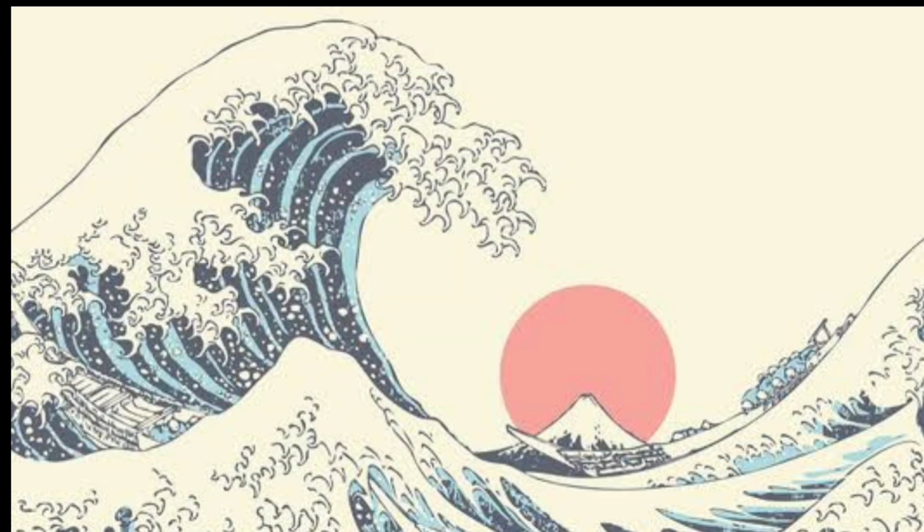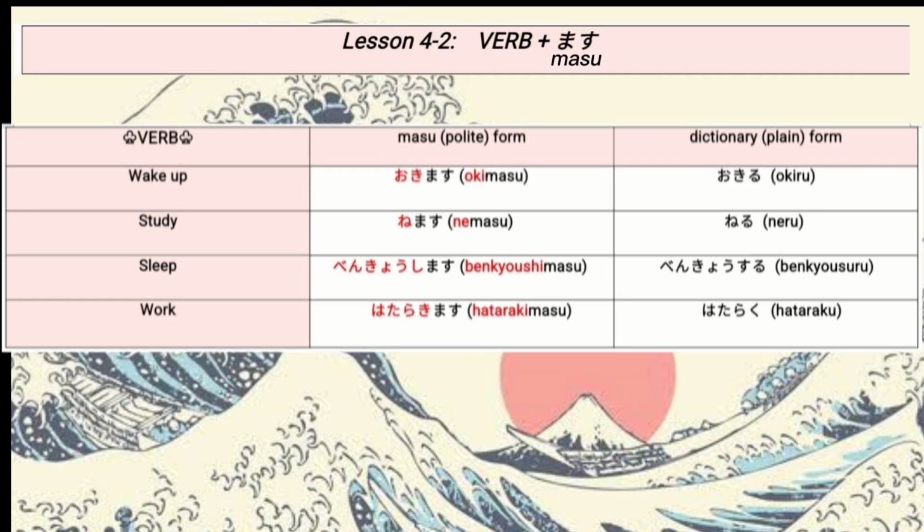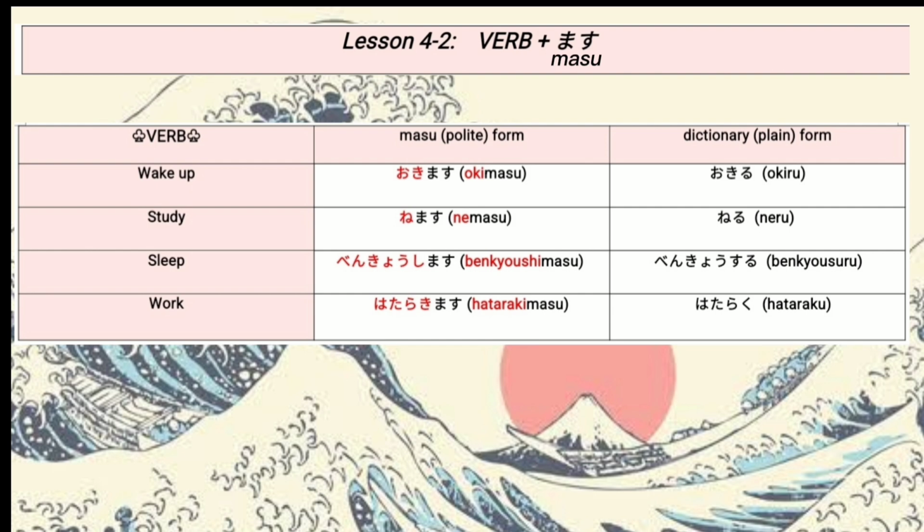And for our next topic, we have verb plus masu. Masu is a polite form of the verb, but you can also use the word desu. But for now, let's focus on verb plus masu, which is the polite form of speaking, and the other form, which is the plain form. And here are the following examples.